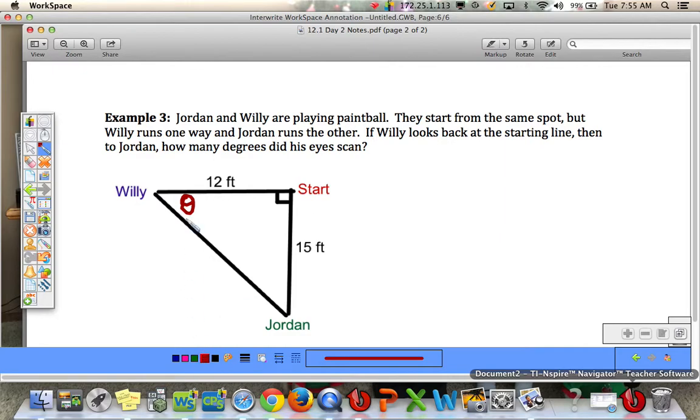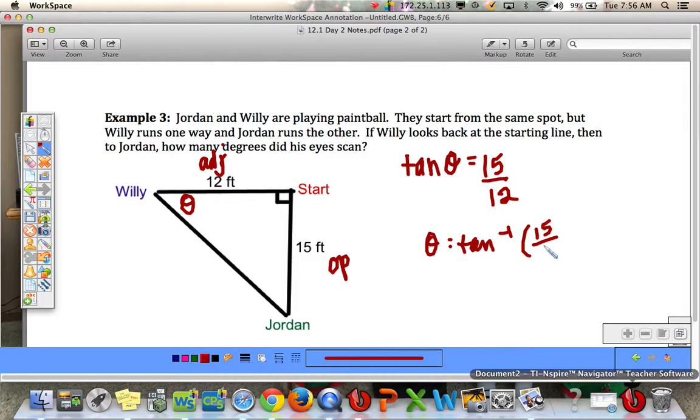All right, let's take a look at our sides right here. We have the opposite side. We have the adjacent side. We don't have the hypotenuse. So O and A is tangent. Tangent of theta equals opposite over adjacent. Theta equals the tangent inverse of 15 over 12. So if you type that in your calculator, you get about 51.3 degrees.